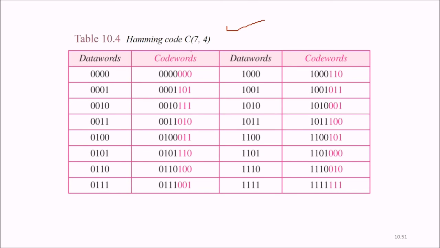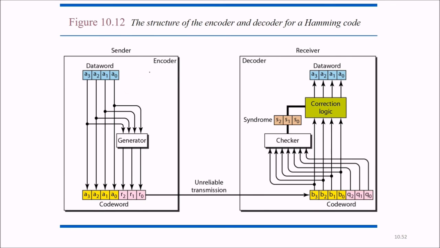This is a Hamming code 7, 4, that is you have data words as 4 and 7 as the code word. So 3 extra bits have been added to the data words. And the structure of the encoder and decoder for this Hamming code: 4 sent, 3 added, 4 received, 3 received, so we have a checker. Syndrome is S2, S1 and S0. This is a correction logic and the data word will be retrieved.